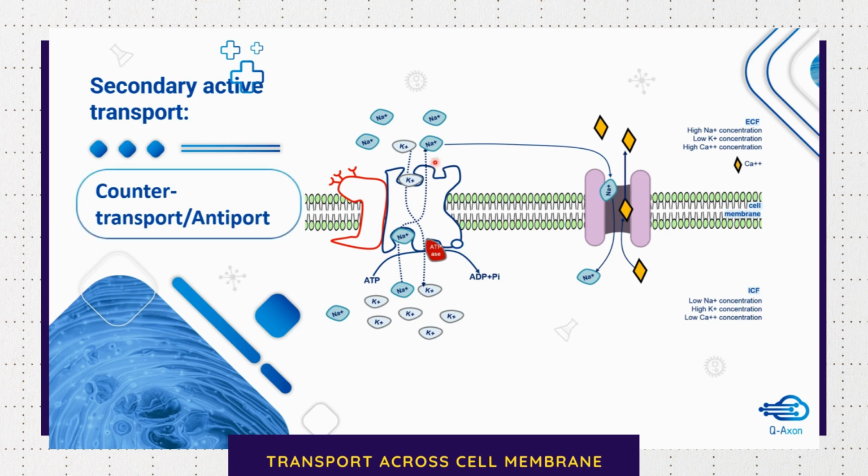But if you see, the fundamental functioning is the same as that of co-transport, that is using the energy indirectly, and the main energy is utilized by primary active transport for maintaining the gradient of sodium ions. So an example of counter transport is the sodium calcium antiport.